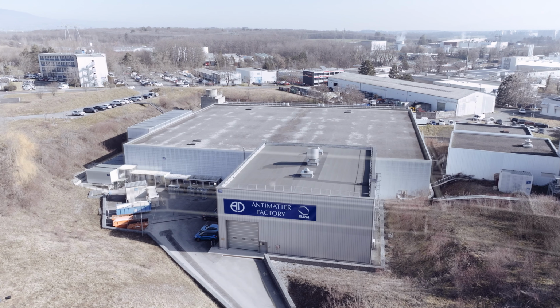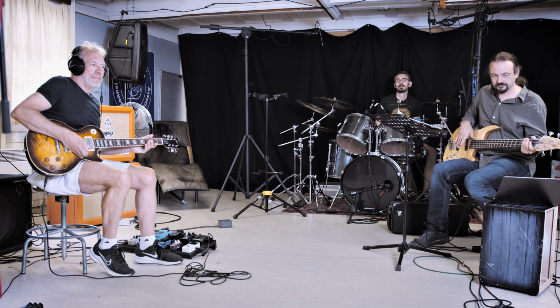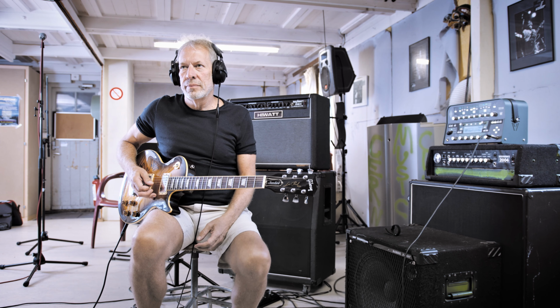Okay, we're starting here with a drone's eye view of what we call the antimatter factory here at CERN, the antiproton decelerator and the Elena rings that provide antiprotons to low-energy antimatter experiments. Now we're zooming in on the ALPHA experiment, which is working with the antihydrogen atom.